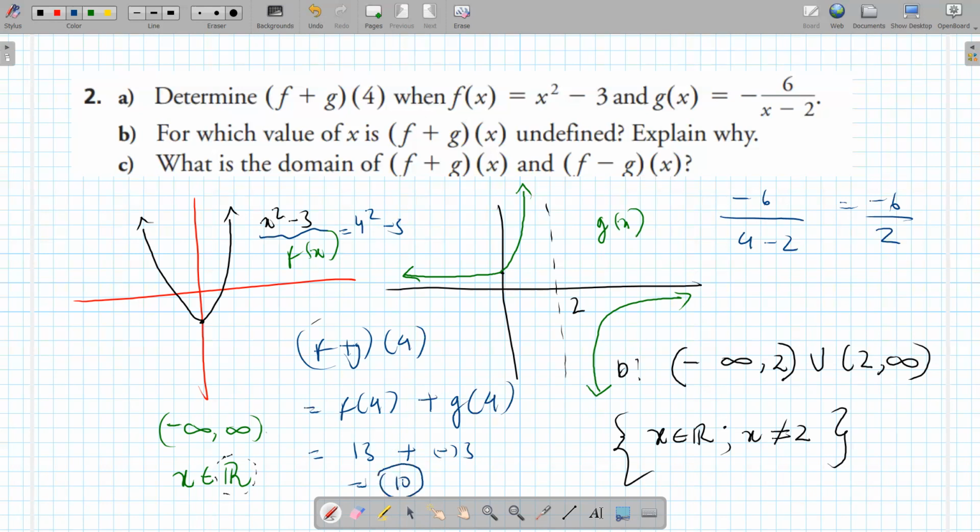Okay? What that means is if you were to overlay these two together, if you were to combine them, then at 2 there's an asymptote. You would have something like this and something like this. When the x value is 4, the y value will be 10 for the combined function somewhere. That's what this means. Part C, what is the domain of f plus g of x and f minus g of x?